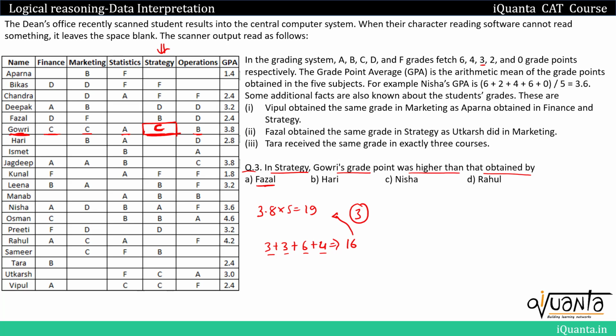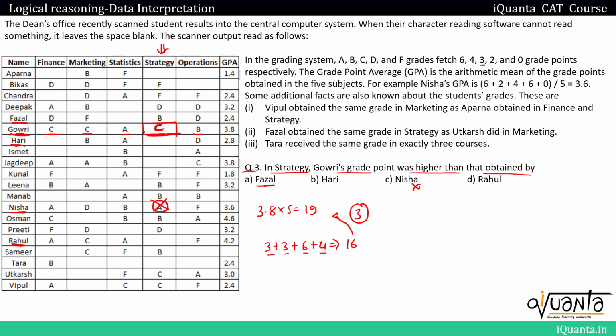So Fazal in strategy. So where is Fazal? It is over here. Then we have Hari. Then we have Nisha. Nisha is over here. And at last Rahul. So we need their grades in strategy. If we look at Nisha, Nisha has got A in strategy, which is higher than the grade of Gauri in strategy. So this cannot be the answer.